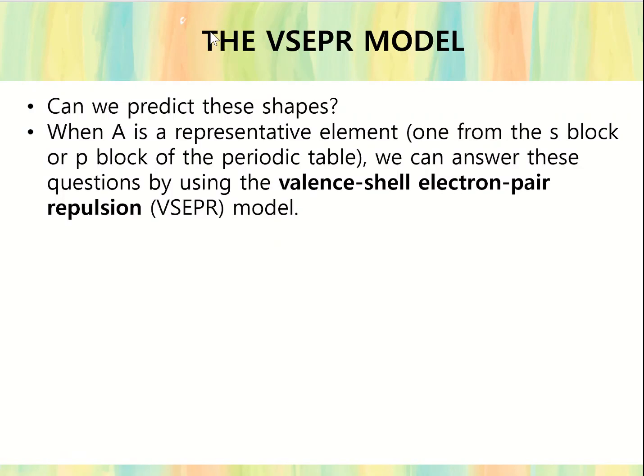So essentially we're now going to talk about the VSEPR model to see if we can predict these shapes. So when A is a representative element from one of the S block or P block of the periodic table, we can answer these questions by using the valence shell electron pair repulsion model. So don't be intimidated by this fancy sounding terminology. It's really very simple, and we're going to go into it right now.